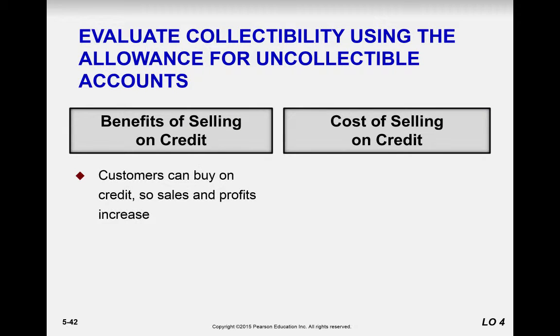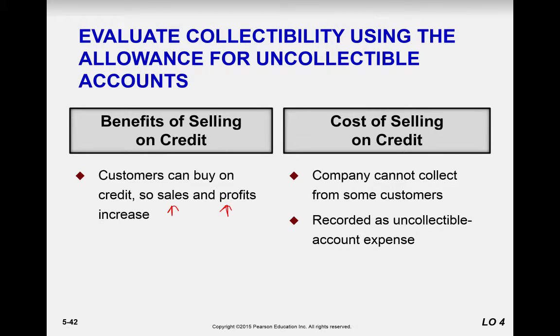So we sell on credit because customers can buy on credit. Hopefully that increases our sales, and hopefully that increases our profits the more we sell. But now there is a cost. There is no such thing as a free lunch. Everything comes at a cost. Companies cannot collect from some customers, so that's what we call an uncollectible account expense, or bad debt expense. You can call it either way. They're both an expense, so they both have a debit balance.